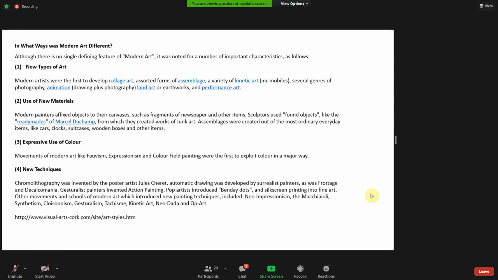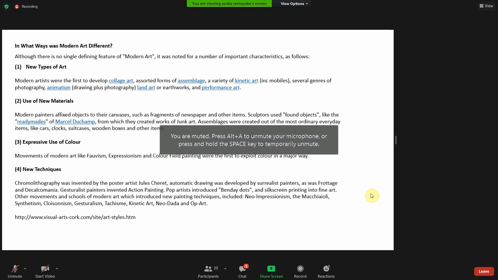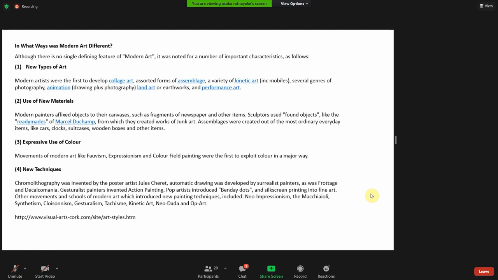In the modern era, this is 100 years. Again, remember, here we are talking about the whole modern period in general. So inside these 100 years, there are a lot of art movements. New types of art, like collage art, assemblage, which we'll discuss later in the art movements, and a variety of kinetic arts, several genres of photography, animation, land art, earthworks, performance art.